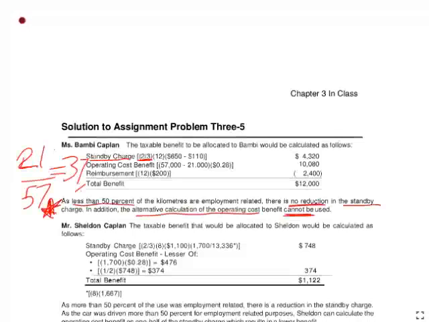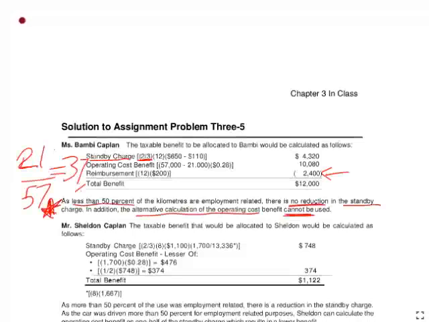So there's a couple things going on there. It mentions that the operating costs were paid by the company. It does matter that the operating costs were paid by the company, because if the operating costs were paid by Bambi, then it would be a reduction. So Bambi has paid $200 per month. So the $200 per month that Bambi pays is reduced right here. So that's a negative. We're subtracting from the total because she paid out of her own pocket towards the expenses.